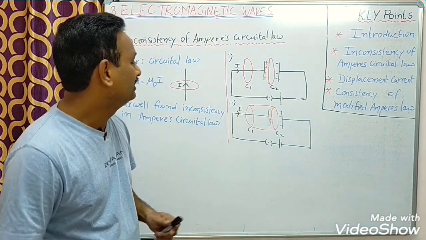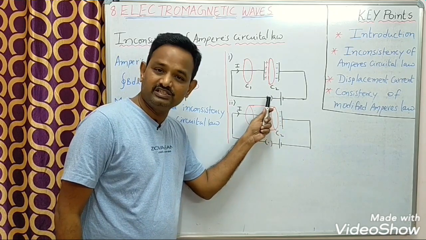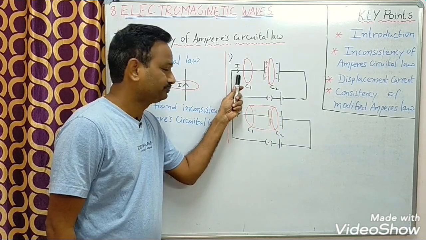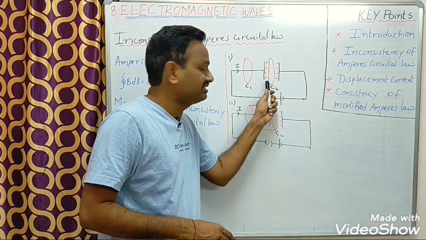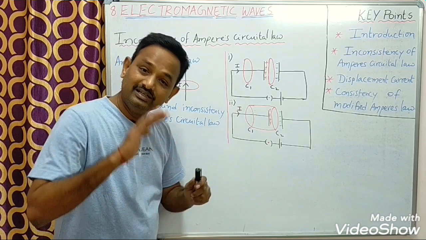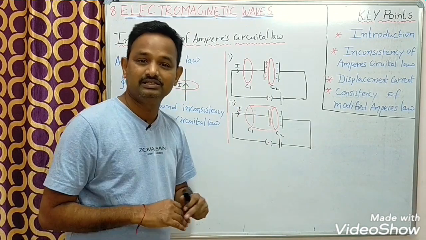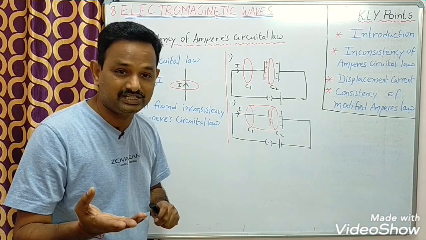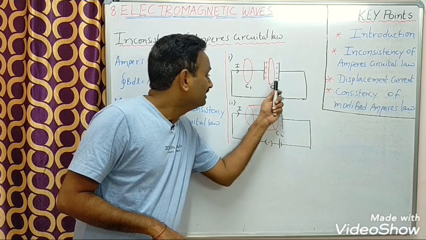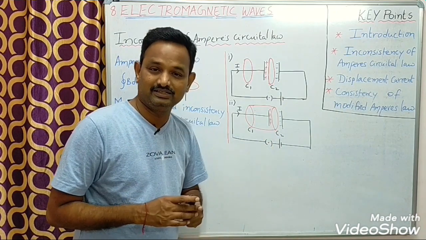In that circuit, he connected a capacitor with a cell. When the switch is on, current will flow. When the charge on the capacitor increases, the current in the circuit decreases. When the capacitor is completely charged, there is no current in the circuit. While charging the capacitor, there is no flow of current between the plates of the capacitor.